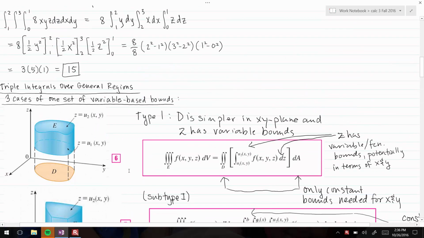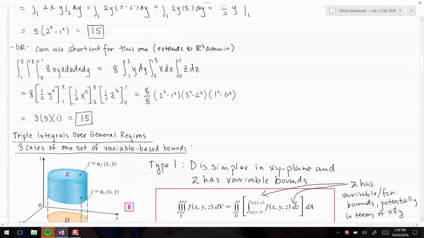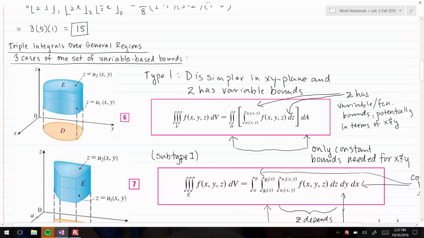Okay, so we're in section 15.7, and we're talking about triple integration when we have some variable bounds thrown in. So type 1, this is right from your textbook.